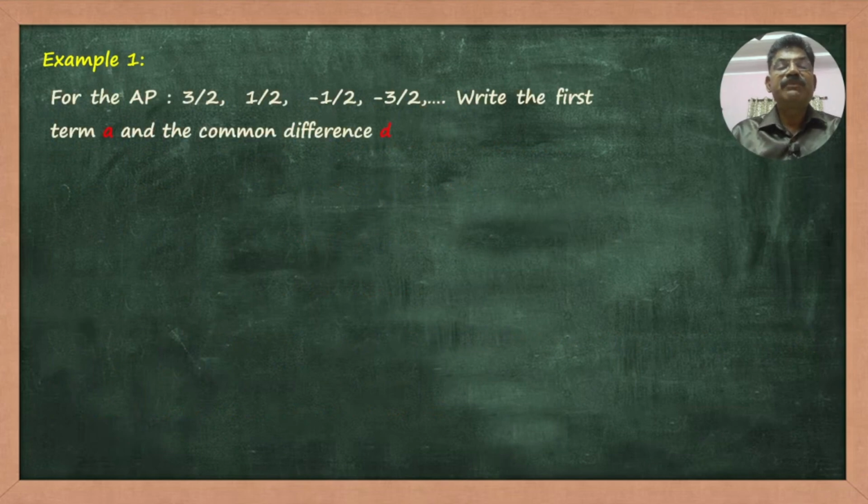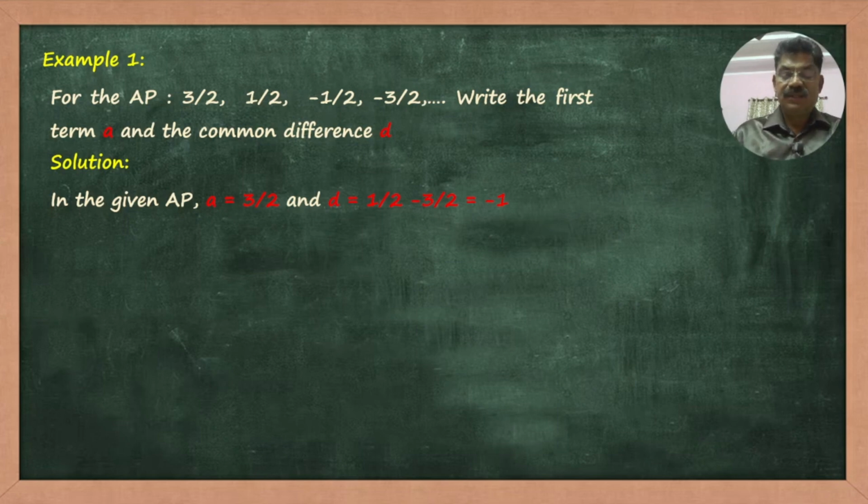Let us see problems now. Example 1. For the arithmetic progression 3 by 2, 1 by 2, minus 1 by 2, minus 3 by 2, write the first term A and the common difference D. Solution. In this given arithmetic progression, A is equal to 3 by 2 and D is equal to the second term minus the first term. Half minus 3 by 2 is equal to minus 1. You can consider the third term and second term also. Third term minus second term will give you the same answer, minus 1.